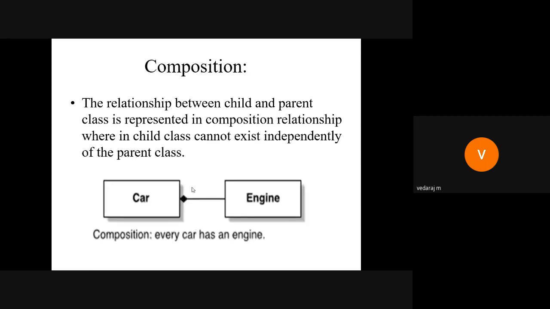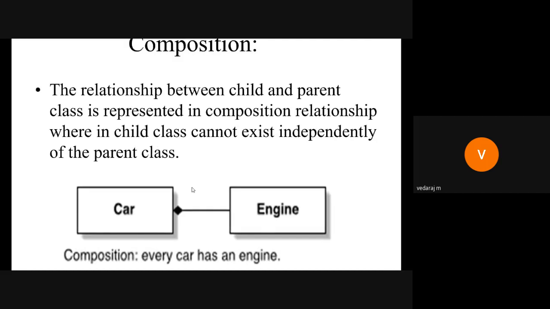Next one is the composition. Composition means what? See, it also shows the relationship between parent class and child class. Car is the parent class, engine is the child class. Every car has an engine, but without the engine the car cannot run. So this is called composition. The child class cannot exist independently of the parent class. Without the car, the engine has no meaning. Without the engine, the car has no meaning. So the child class cannot exist independently of the parent class. That is called the composition relationship.